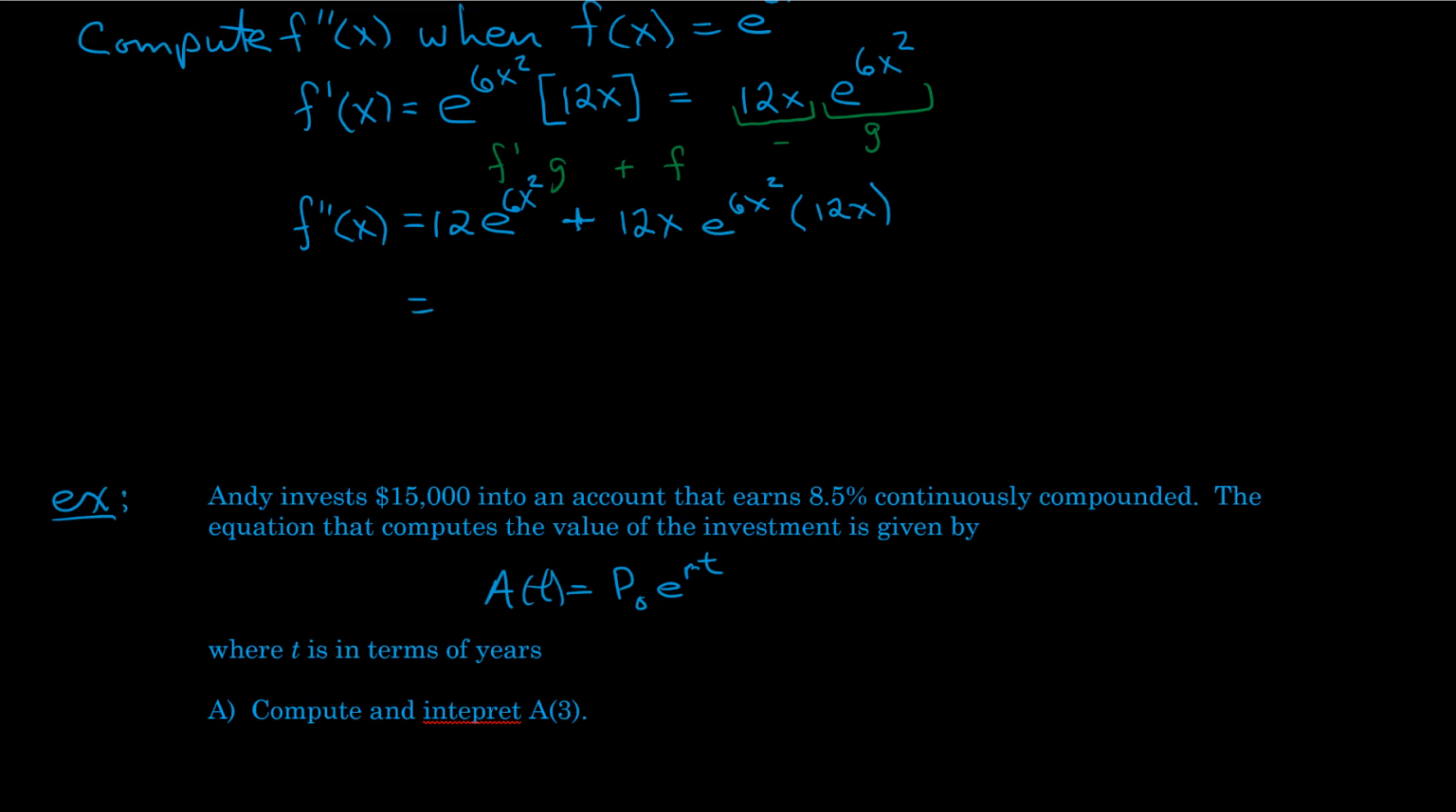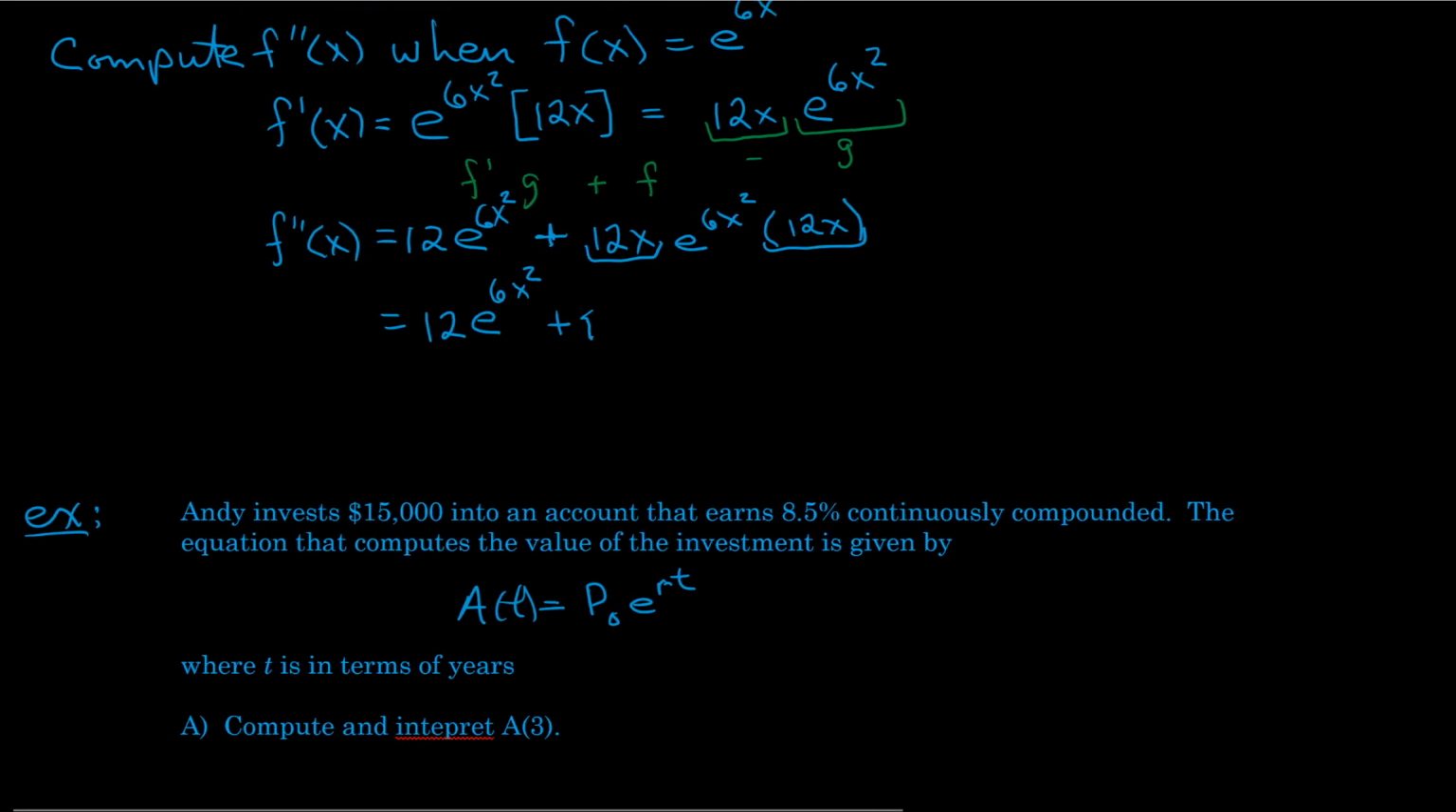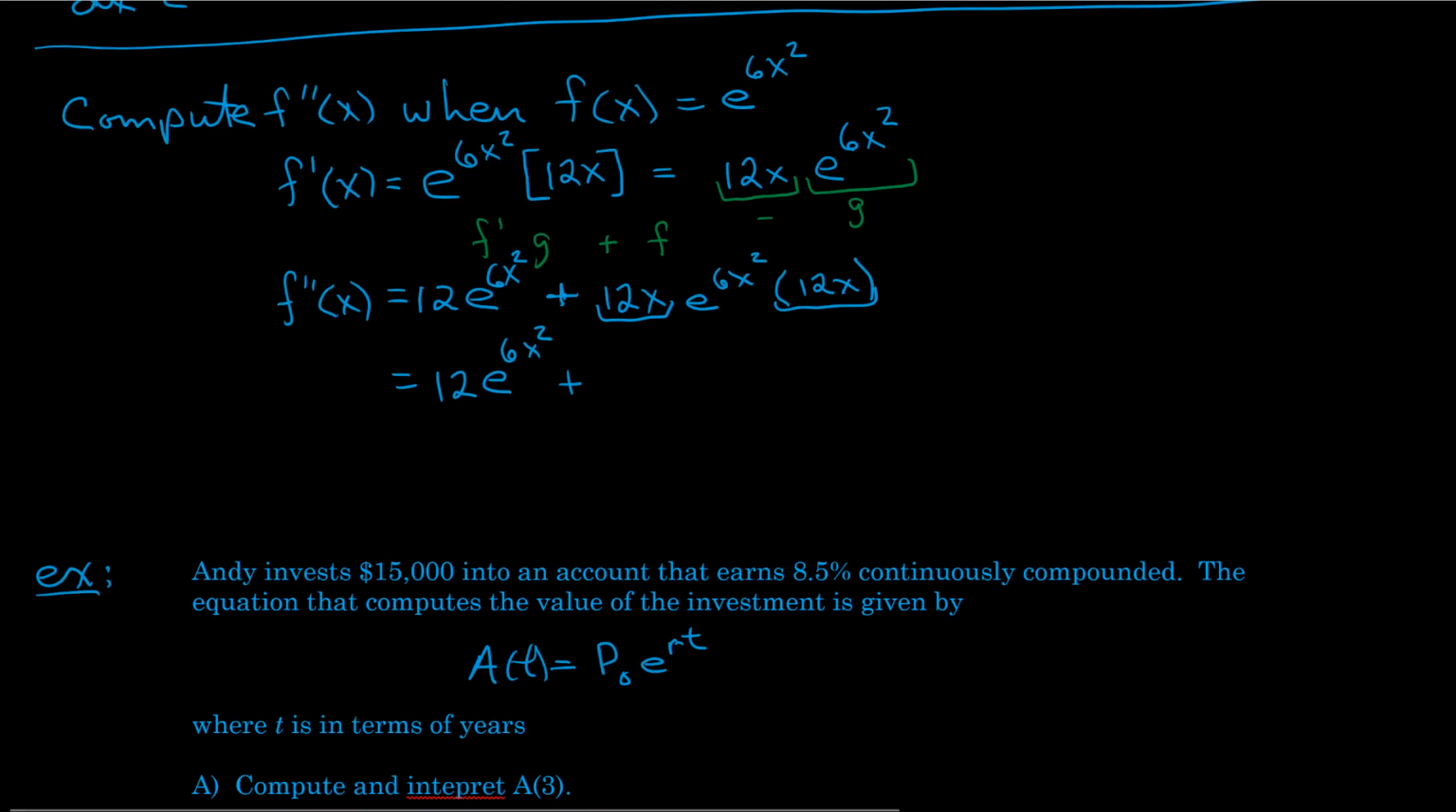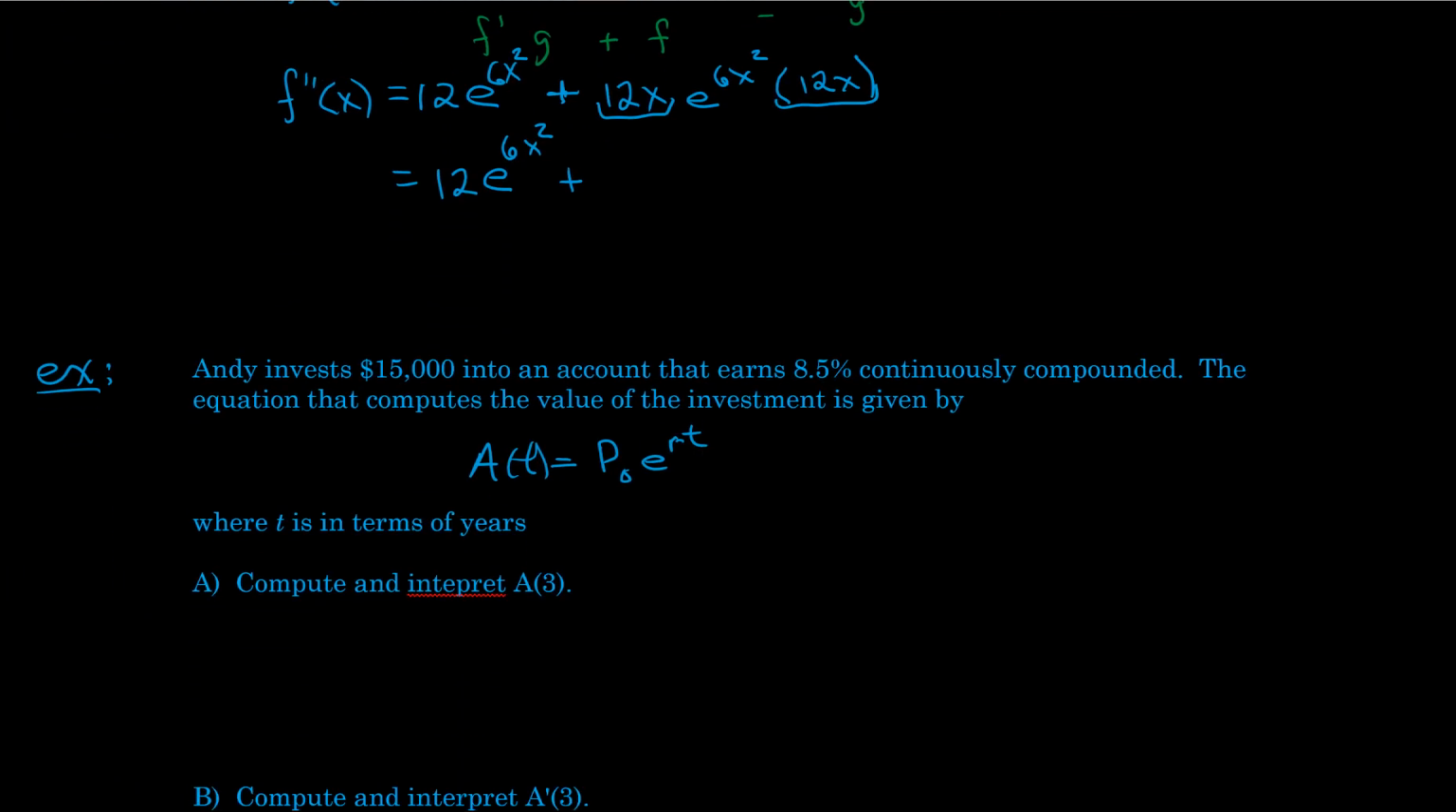This can be rewritten as 12e to the 6x squared plus. Now notice we have a 12x and a 12x, which gives us 12 times 12, and 12 times 12 is going to be 144. And we have x times x, which is going to be x squared, e to the 6x squared. You can stop there if you want.